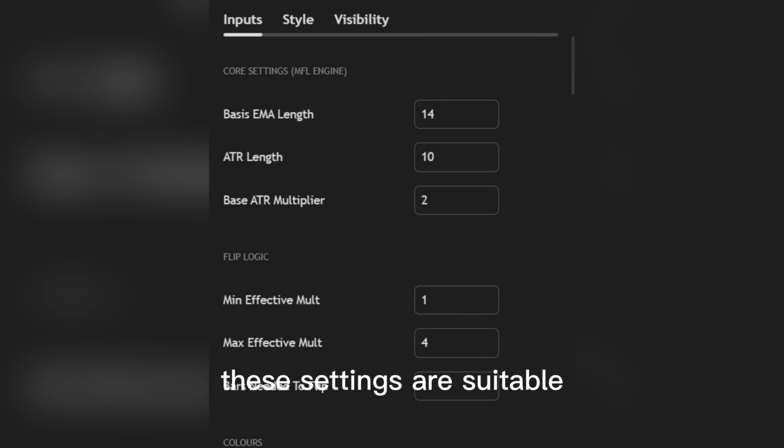These settings are suitable for scalping and fast trades on the 5-minute chart, intraday trading on the 15-minute chart, the most balanced and clean signals on the 30-minute chart, strong trend following on the 1-hour chart, fewer but high accuracy major trend reversals on the 4-hour chart, swing trading and main direction tracking on the daily chart, and analyzing long-term trends and major market movements on the weekly chart.